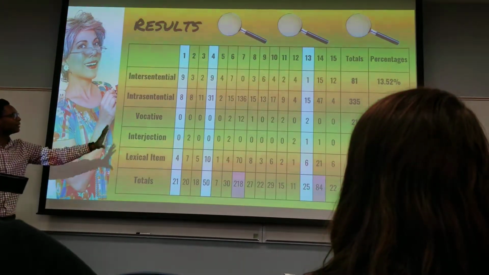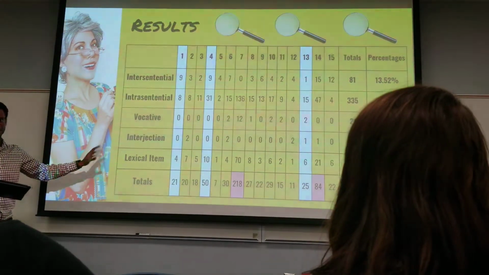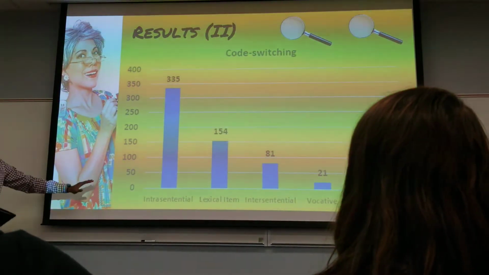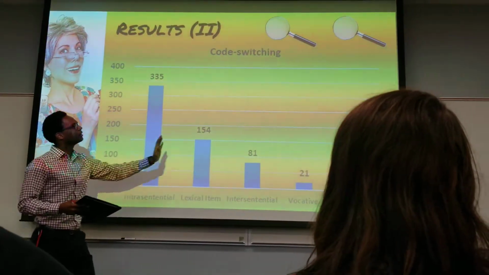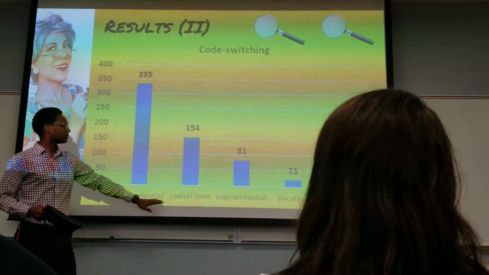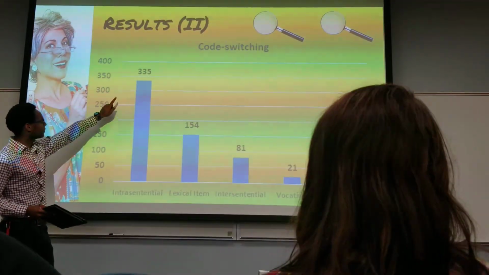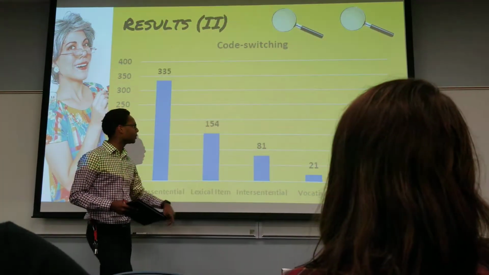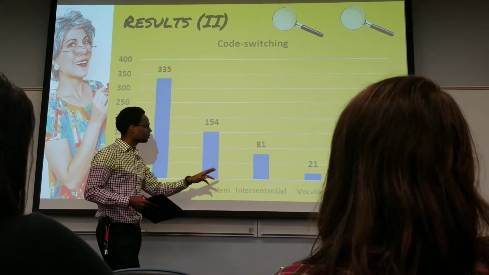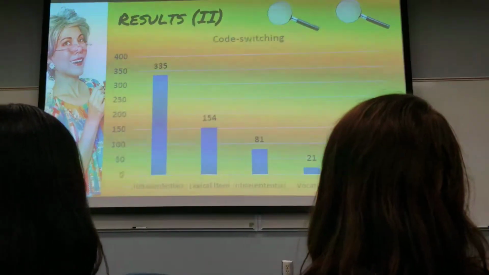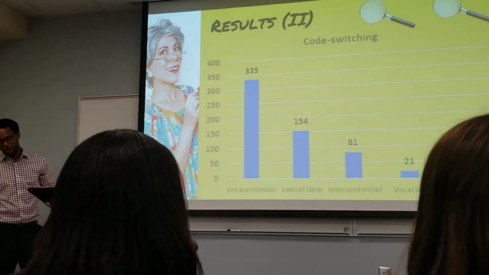So this looks a little complicated, but it's just the raw data, right? And it gets condensed down to a bar graph here, where the totals you saw at the far right are the totals of each type of code switching. So there were 335 cases of intra-sentential code switching, 154 of lexical item code switching, 81 of intersentential, 21 of vocative, 8 of interjection.